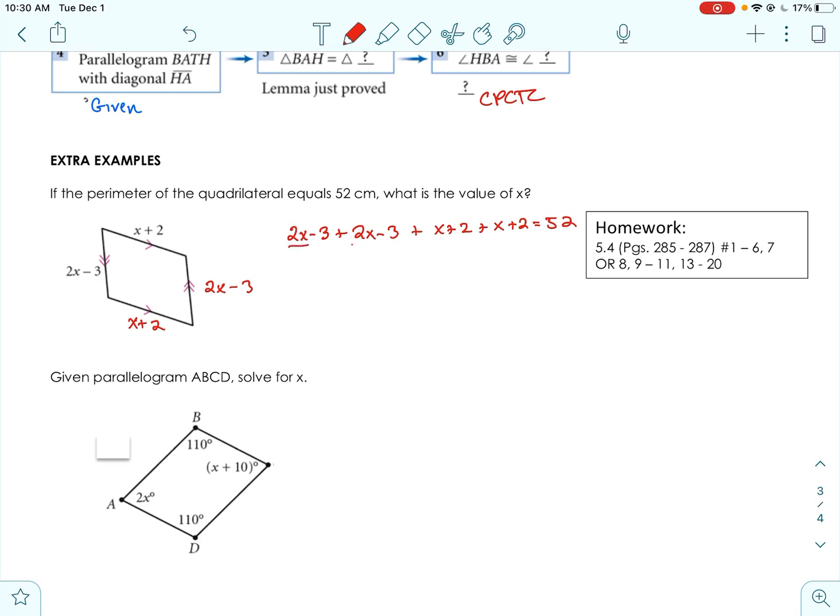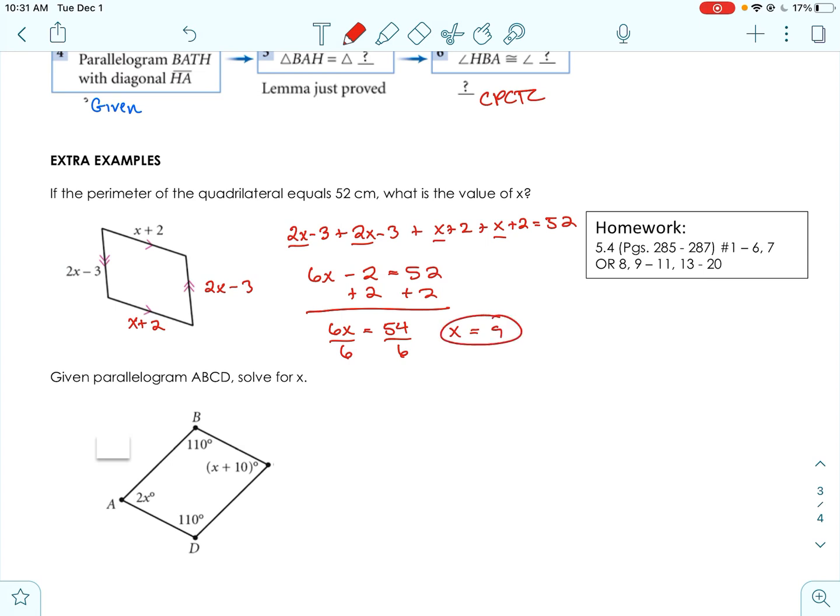So 2x plus 2x plus x plus x, that's 6x. Minus 3, that's minus 6. Plus 2 is minus 4, plus 2 is minus 2. That's equal to 52. We add 2 to both sides. You get 6x equals 54. Divide by 6, x equals 9.